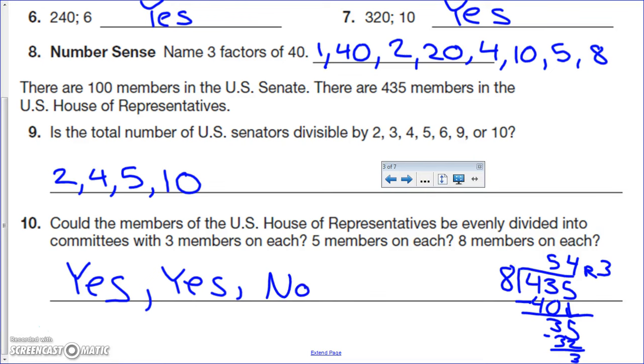So as you can see from the work off to the right, 8 does not divide evenly into 435. Please make sure you have all the work written down, and then glue this paper in your math notebook.